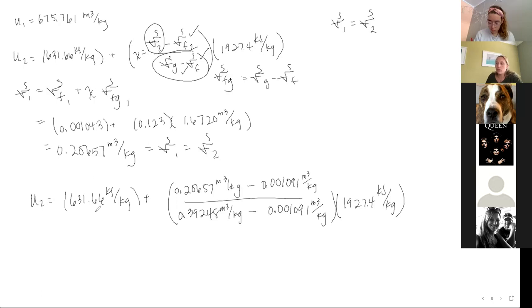So then my U2 becomes 1,643.53 kilojoules per kilogram. I have my U1, I have my U2. I have almost everything I need to solve except for mass. The way that I can get mass is by doing my volume divided by my specific volume.